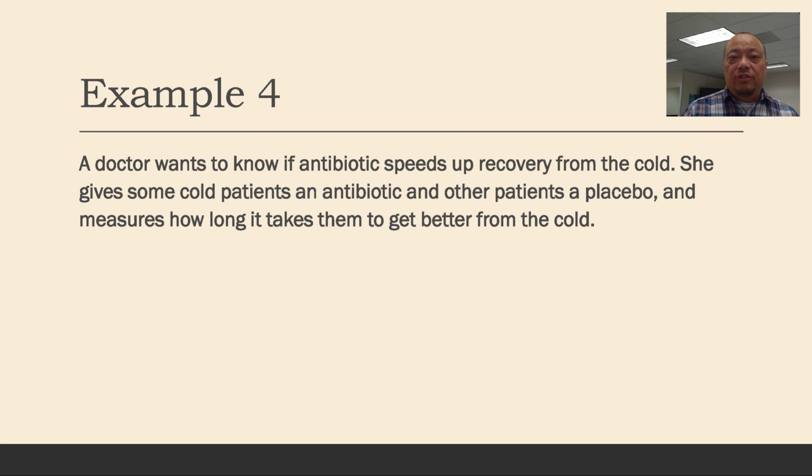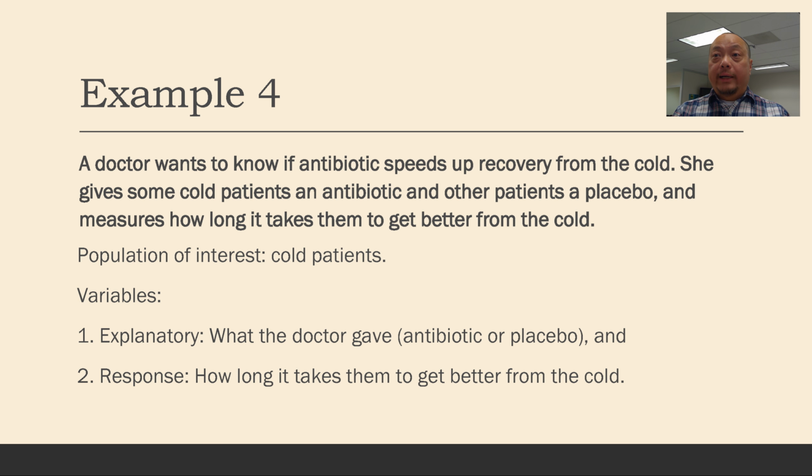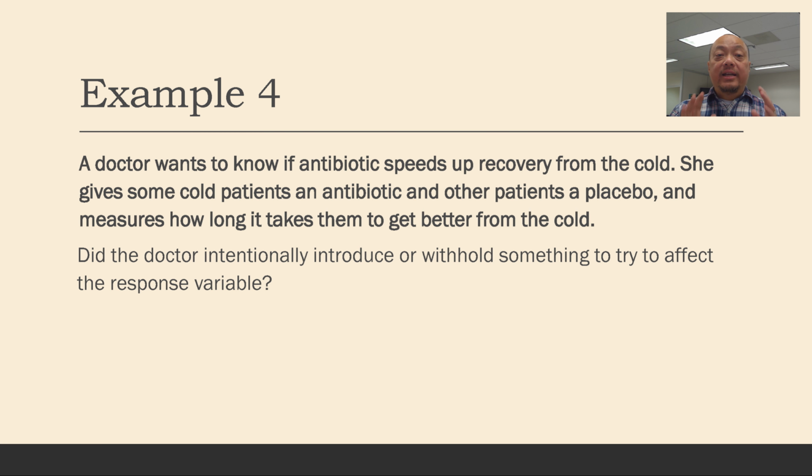What's the population of interest? The cold patients are the population of interest. What are the variables? There are two variables here. Number one is what did the doctor give them, antibiotic or placebo? And number two, how long did it take them to get better? Now, the question is, did the doctor intentionally introduce or withhold something to try to affect the output here? Meaning the response variable? Press pause and try to answer before moving on.